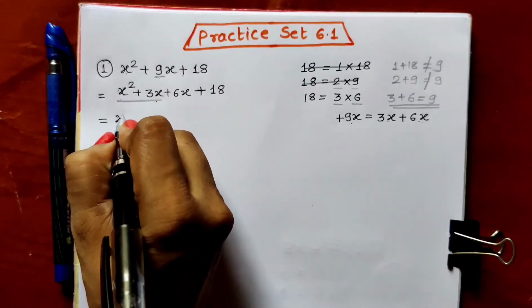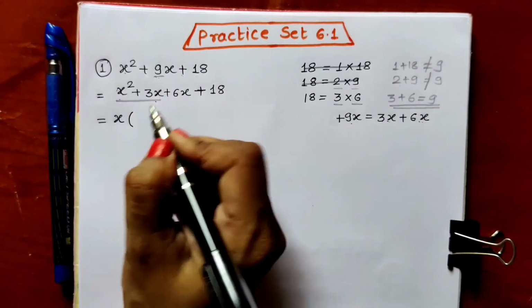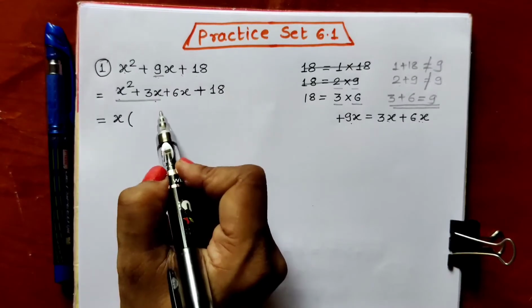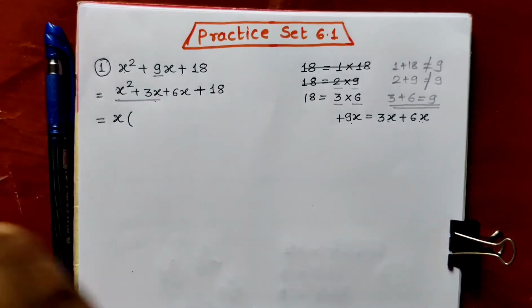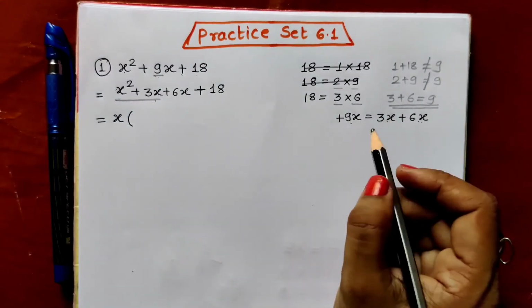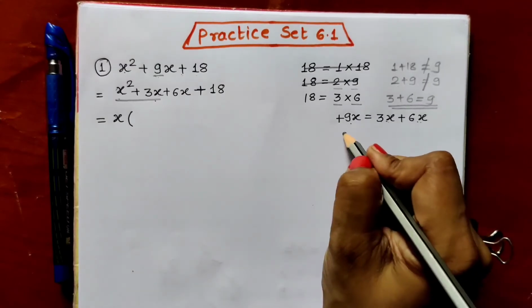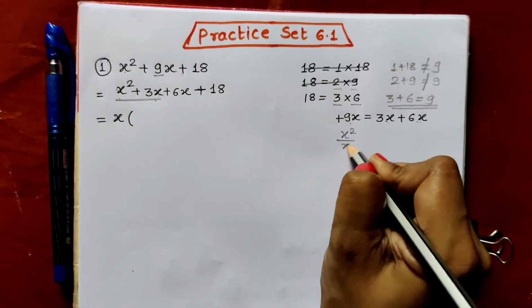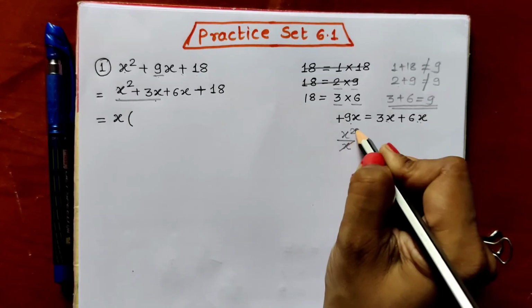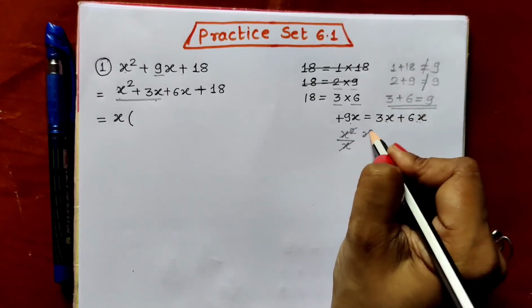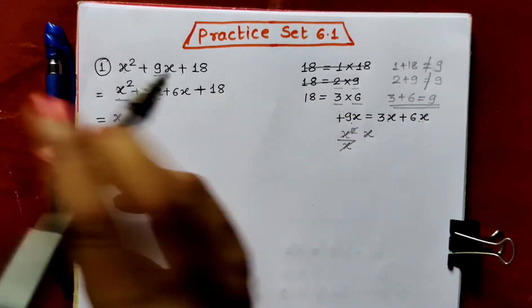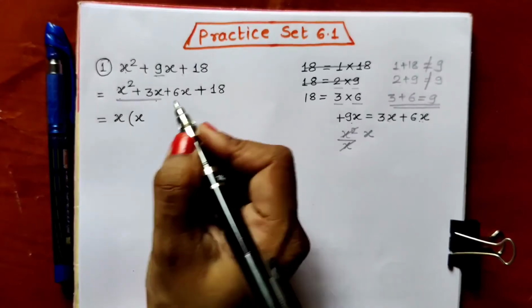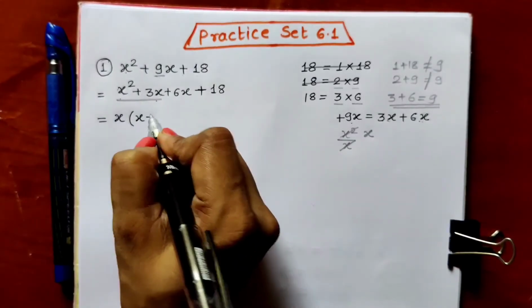So x can be taken out common, and whatever is remaining from first and second term we have to write inside the bracket. Now taking out common means, we all know, we have to divide. So first term x square divided by x, what we get? X square and x cancelled, only x is remaining. So this remaining x, our answer x, we should write in the bracket, plus sign.